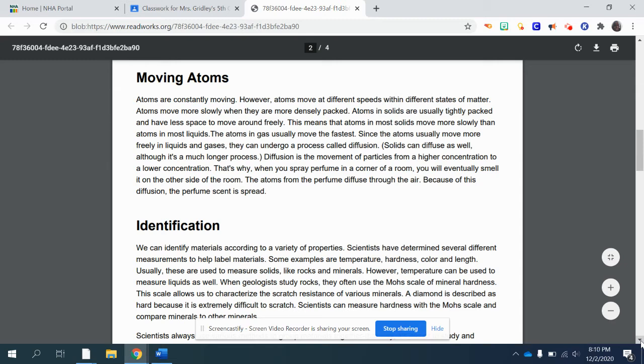Since the atoms usually move more freely in liquids and gases, they can undergo a process called diffusion. Solids can diffuse as well, although it's a much longer process. Diffusion is the movement of particles from a higher concentration to a lower concentration. That's why when you spray perfume in a corner of a room, you will eventually smell it on the other side of the room. The atoms from the perfume diffuse through the air. Because of this diffusion, the perfume scent is spread.